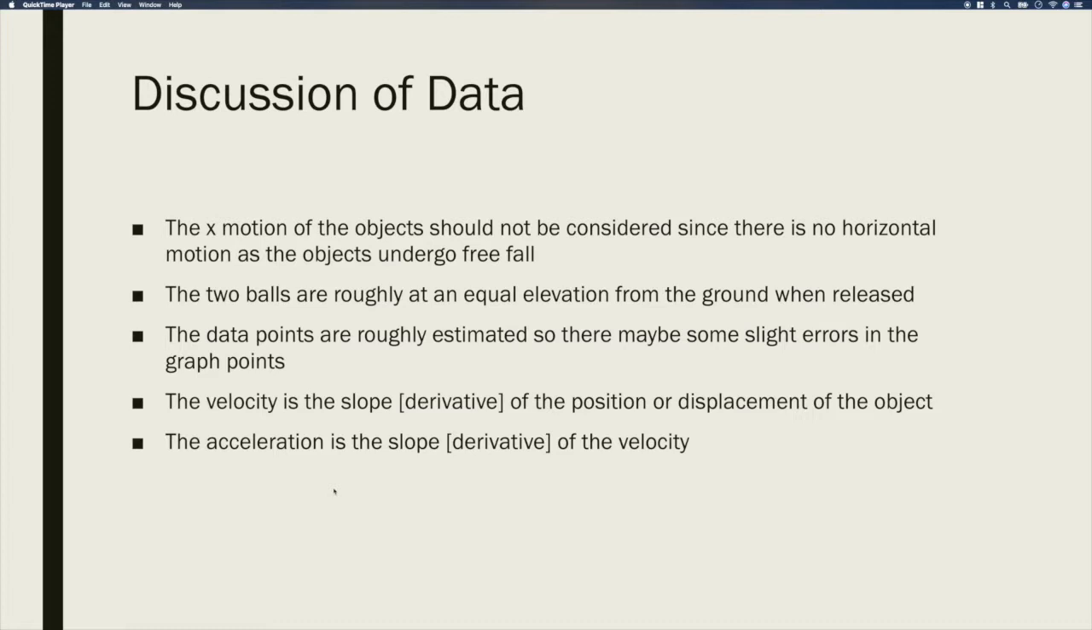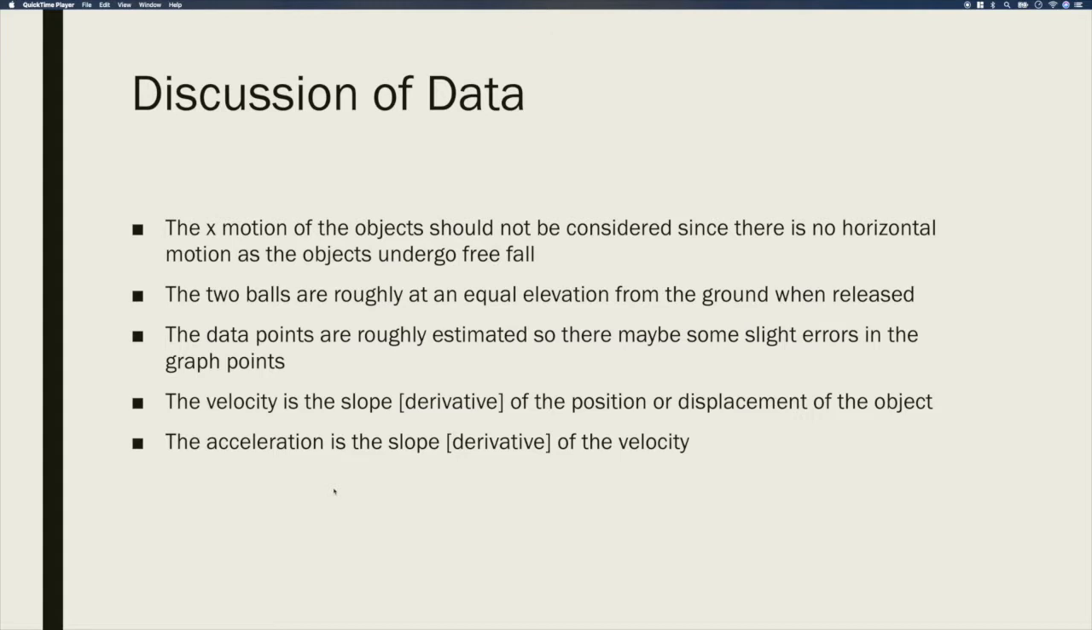The data points using LoggerPro are roughly estimated, i.e. I just clicked on some points in the video to analyze the motion of the two objects, and that's really rough, and it's really hard to plot consistent data points using just a rough point and click method using LoggerPro.